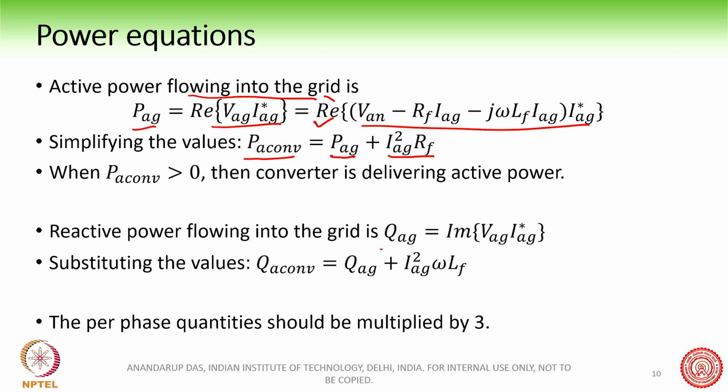In a similar way, the reactive power absorbed by the grid is the imaginary part of VAG into IAG star. And again, if you simplify, then you will see the reactive power delivered by the converter is QAG plus IAG square omega into LF, or IAG square X. So this is for per phase quantities, right? These are all per phase expressions, and then they must be multiplied by 3 so as to get three-phase expressions.